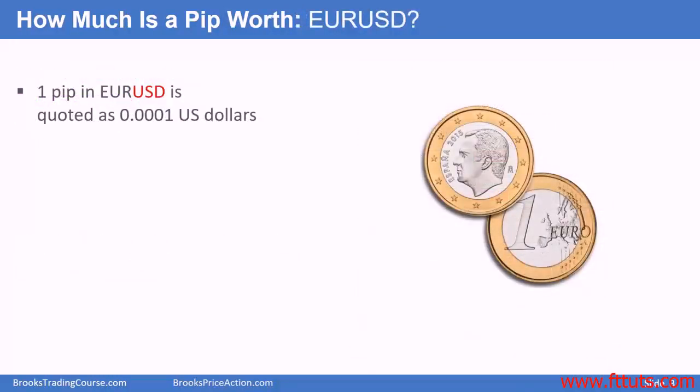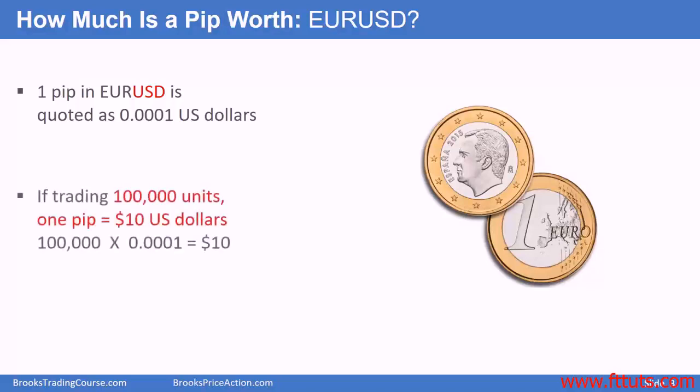Okay, let's talk about the euro versus the dollar. One pip in the euro versus dollar pair is quoted as 0.0001 US dollars. If you're trading 100,000 units, then one pip is 100,000 times that, or $10. Because the US dollar is the second name in the pair, the quote is in dollars, and your profit or loss is in dollars as well.